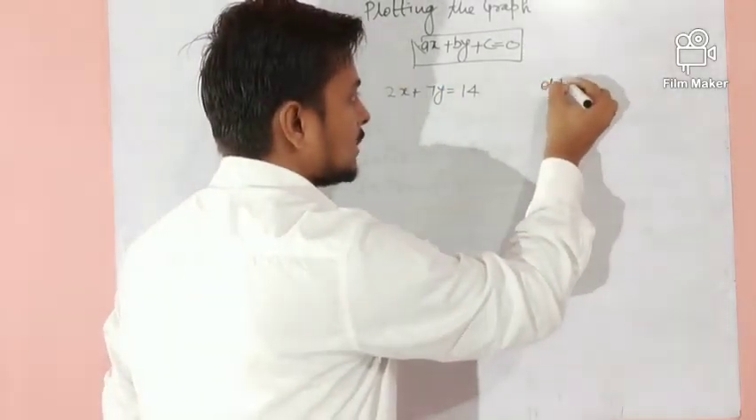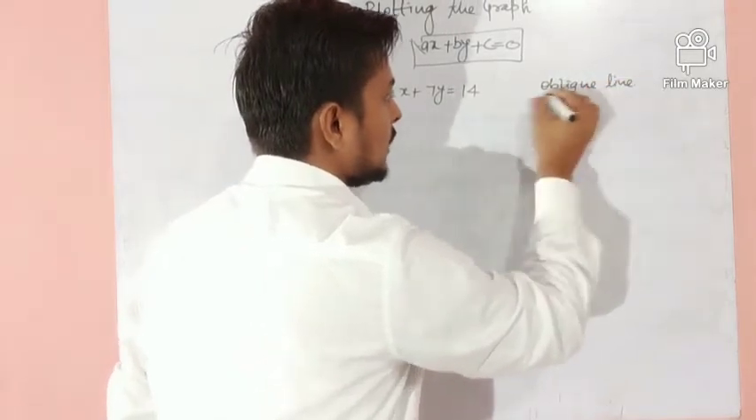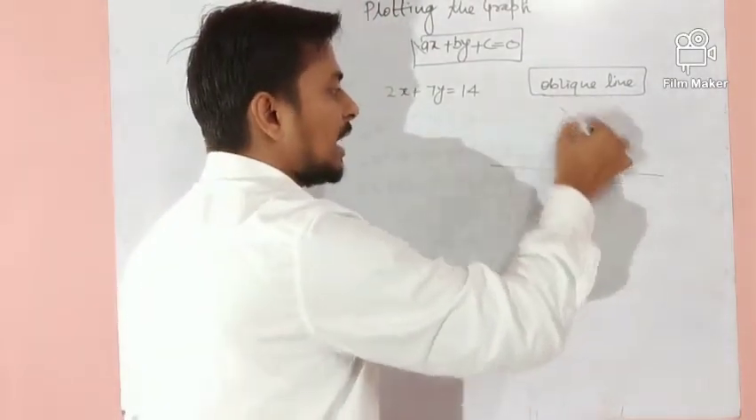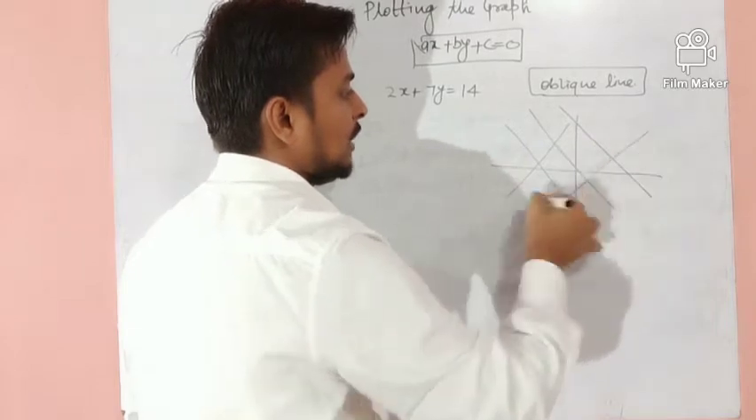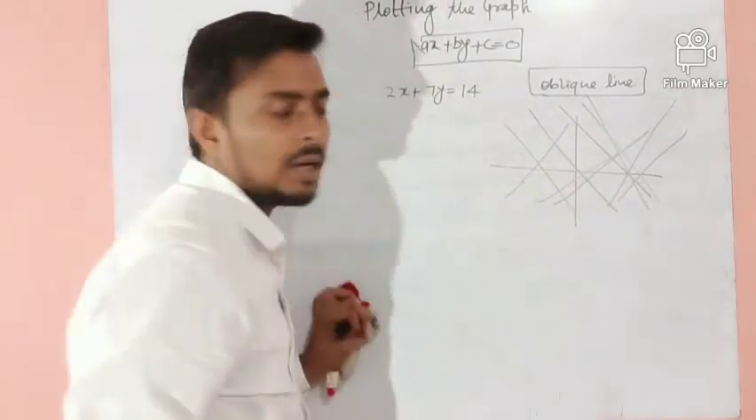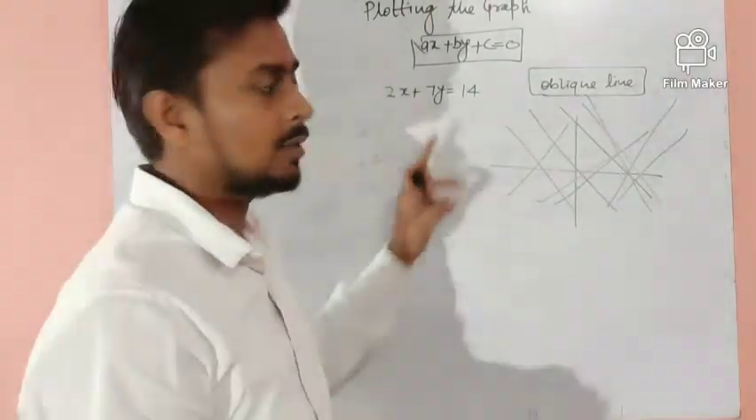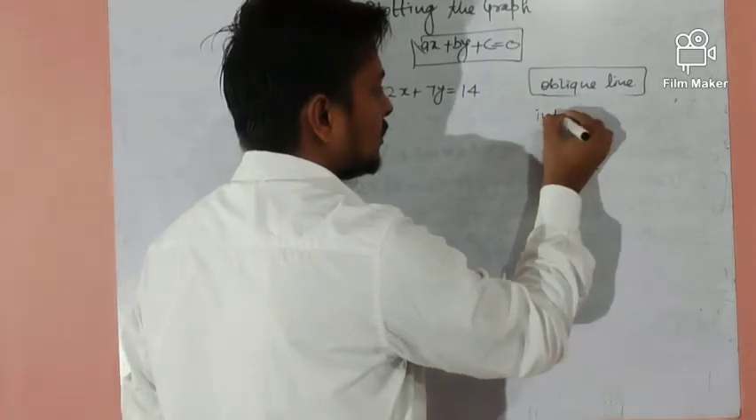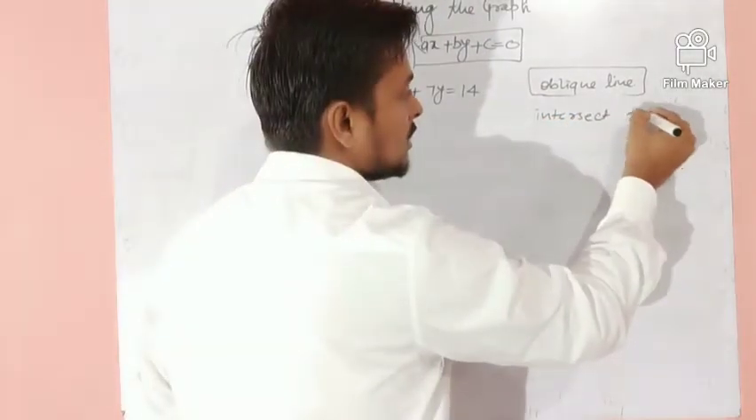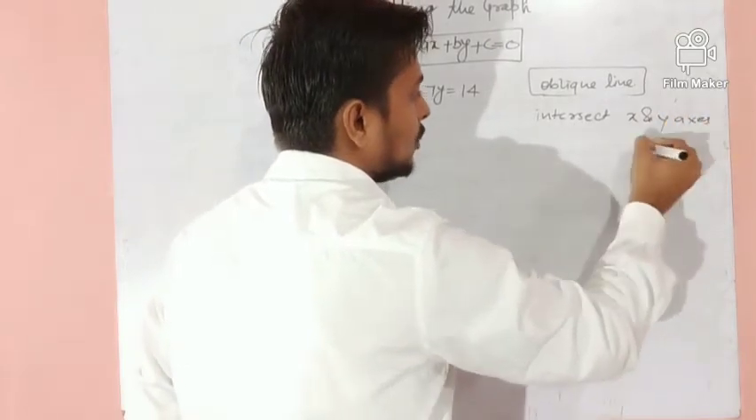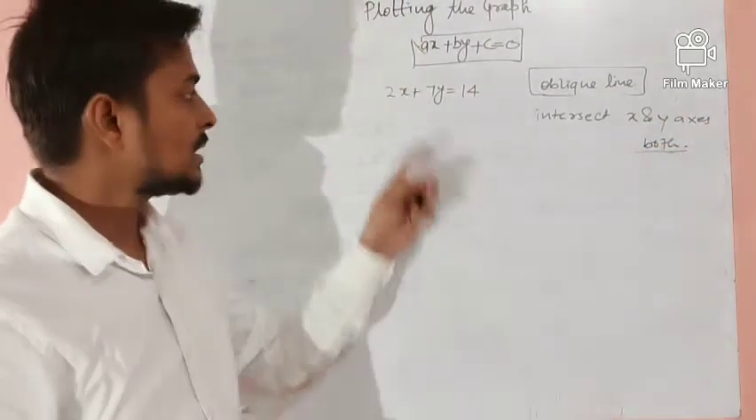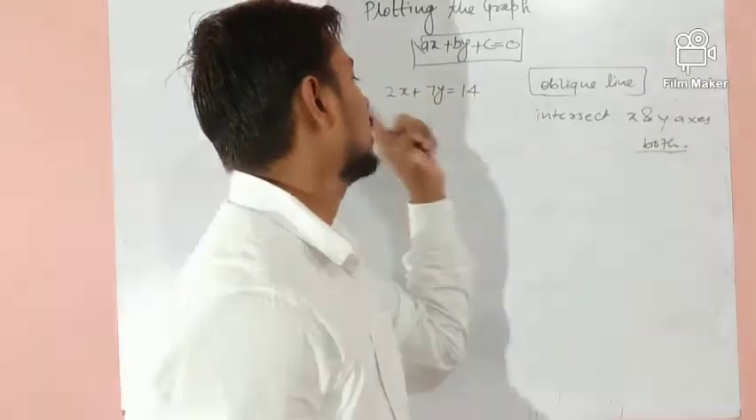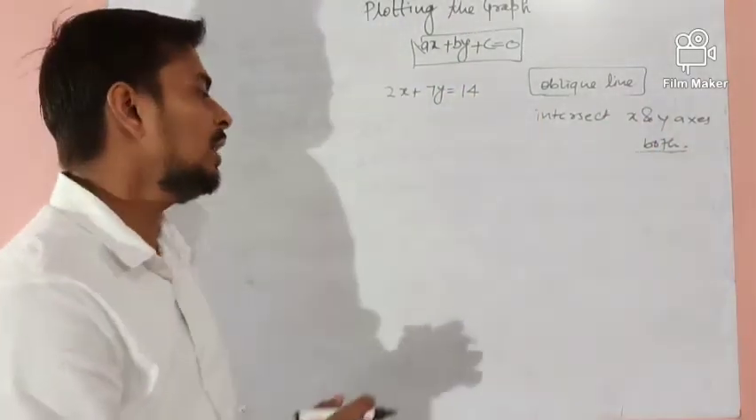This line is known as an oblique line. Oblique line means in the graph this will be inclined on the x-axis. This line will be inclined on the x-axis 100%. Or in another word you can say that this line will intersect x and y axis both, right? When a, b and c all three are not equal to 0, then 100% this line will intersect the x axis and y axis.